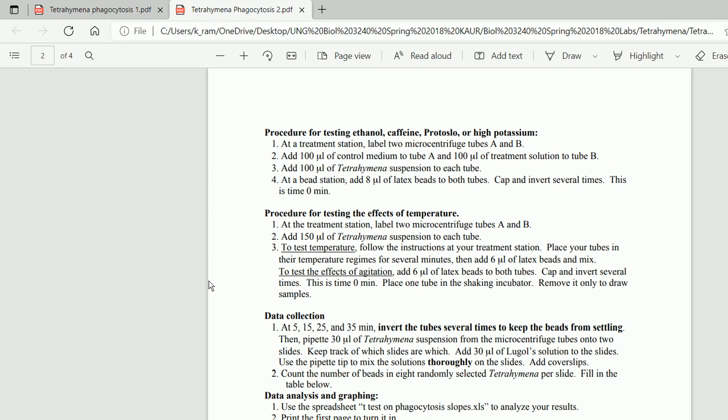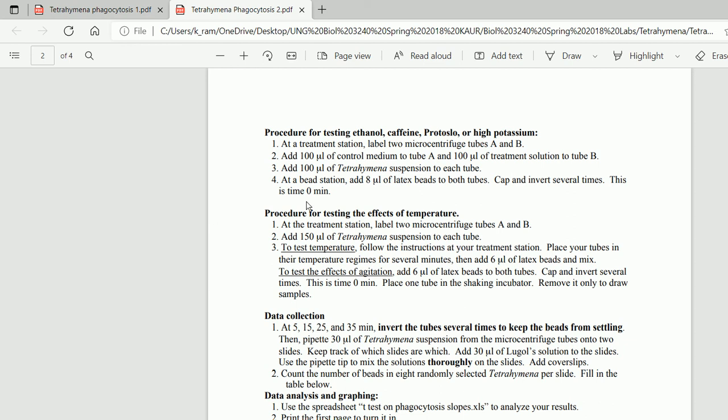After 4 minutes, you are going to take a slide. You're going to add 30 microliters of iodine. And when the 5 minutes are complete for your tube, then you're going to take 30 microliters of tetrahymena. You're going to mix them on the slide, put the cover slip, and first of all focus at 10x. Once you focus it, you change your objective to 40x. You are going to look inside the tetrahymena and see how many vacuoles are getting stained with the India ink dye. That's what you have to do. And you have to do the same thing for the different time periods like 5, 15, 25, and 35.